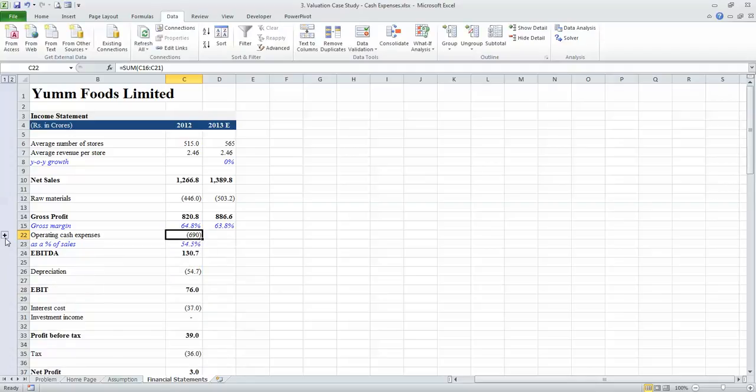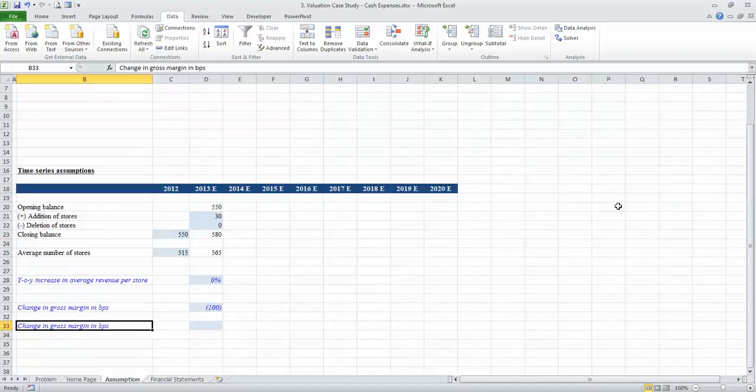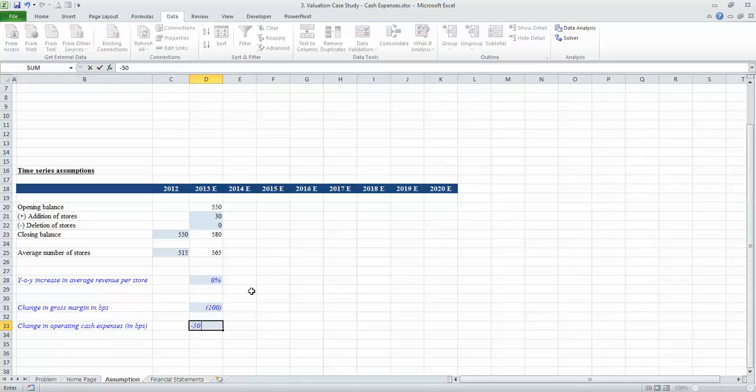So we have the data, but we have grouped it, and we would focus only on operating cash expenses because that's what our analysis is focusing on. It's not focusing on each individual component. Now let's capture the assumption pertaining to operating cash expenses in our assumption sheet. So it's a change in operating cash expenses. The problem mentions a decline of negative 50, so we'll capture that.